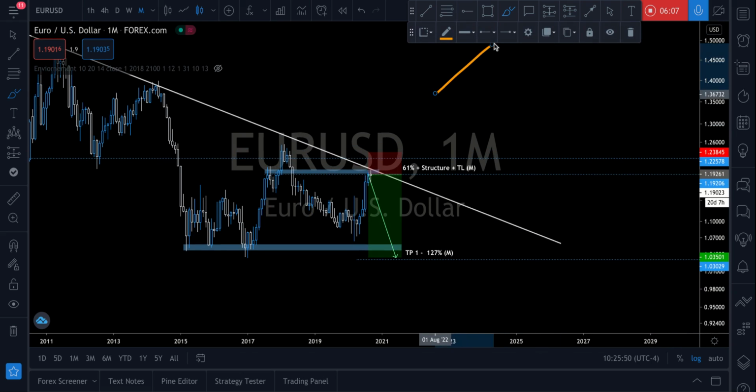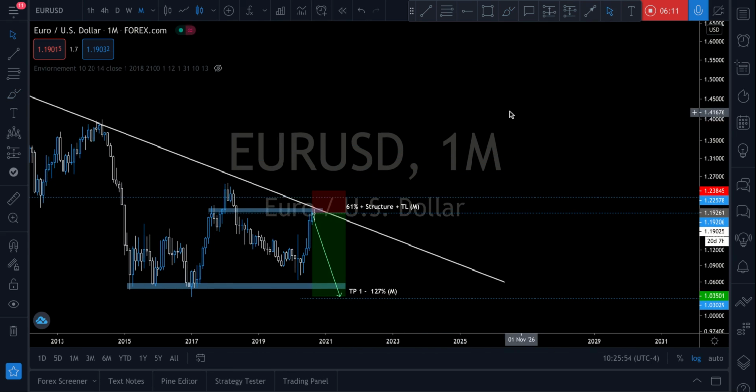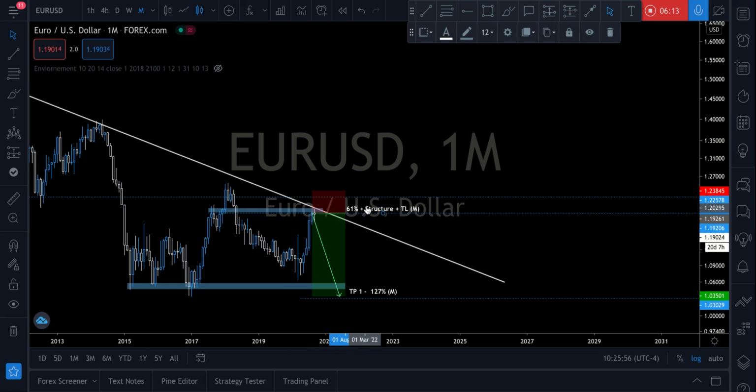Remember to tell us what pairs you want us to cover in future videos. But for now, this is Euro USD. We have 3 pieces of confluence. We're waiting for confirmation. Make sure your entry conditions are satisfied before entering this trade. Use proper risk as always, and I'll see you guys in the next video.